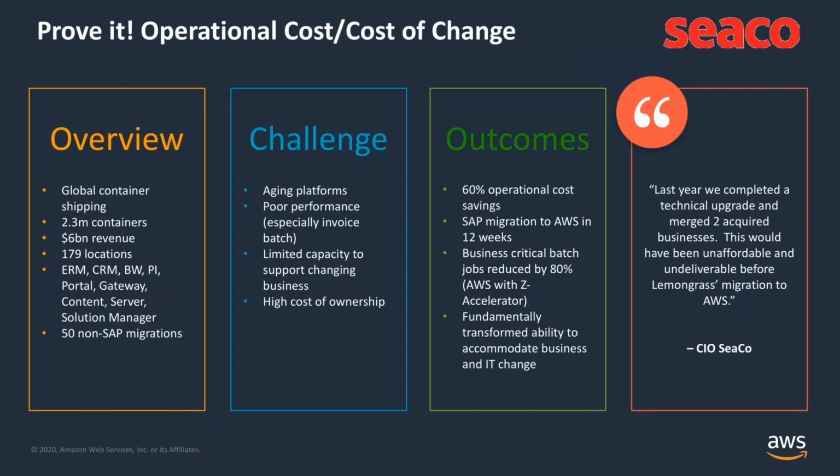Just to prove some of that, I wanted to skim over three cases. I won't go into the detail, but I want to show that these savings are real. The first one is Seco. I mentioned Seco earlier. Seco are a global shipping and container company. They manage about 2.3 million containers across 179 locations. They had a challenge that they had an Asian platform that was getting very expensive to operate and to own, essentially. So we migrated that to AWS, a fairly straightforward migration, in about 12 weeks.